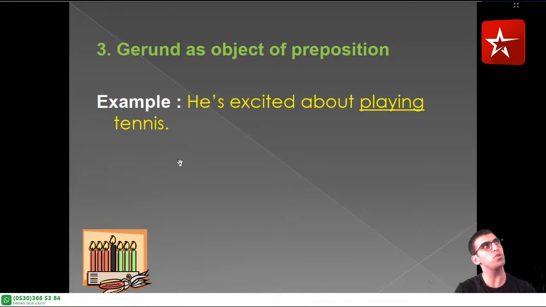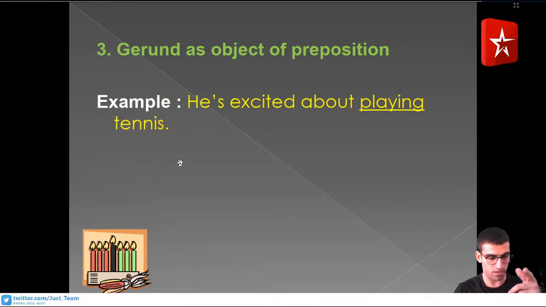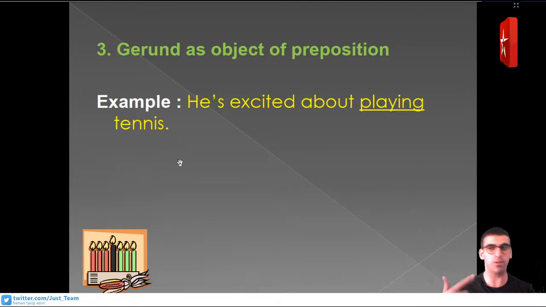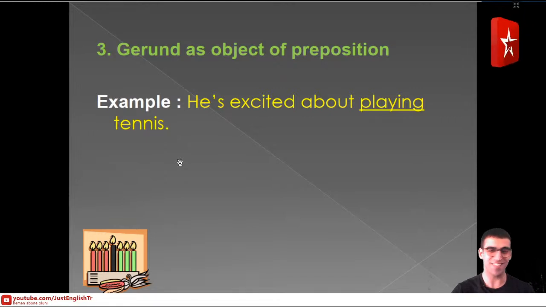The next example is coming out of my mind. Which one should I use? Let me think about the preposition. Okay, good at. For example, I am good at cooking. I am really good at cooking. Cooking is the object of the sentence, and at is a preposition. After at, I used what? Cooking. Okay, I am good at cooking, or I am bad at cleaning the houses. Okay, I hope you got it.